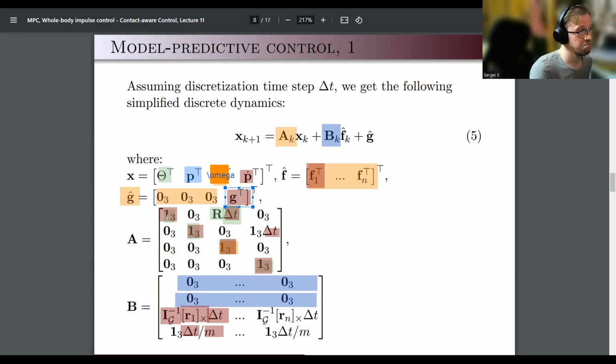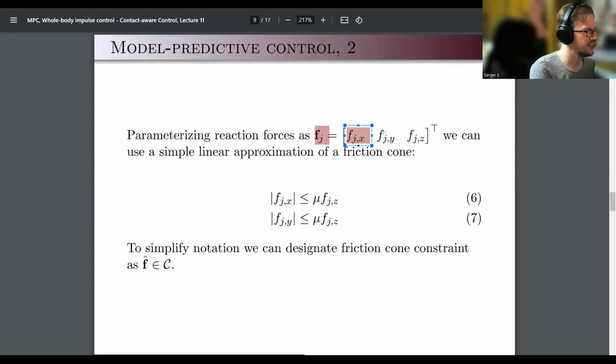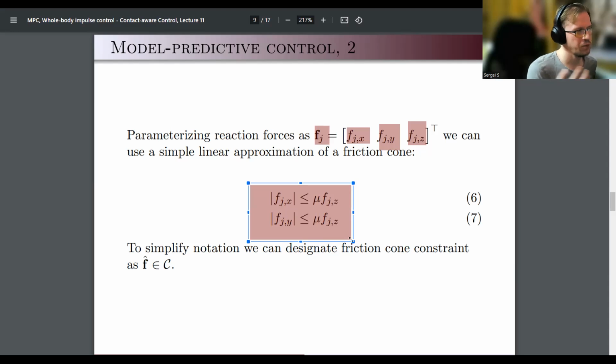Now this is discrete dynamics. So how does it become MPC? Well, before that, we just need one last small detail, and that is each reaction force. We can rewrite it in this component-wise representation, where we have 3 components of each reaction force, and if we are lucky, we can write our friction cone like this. What do I mean by if we are lucky?